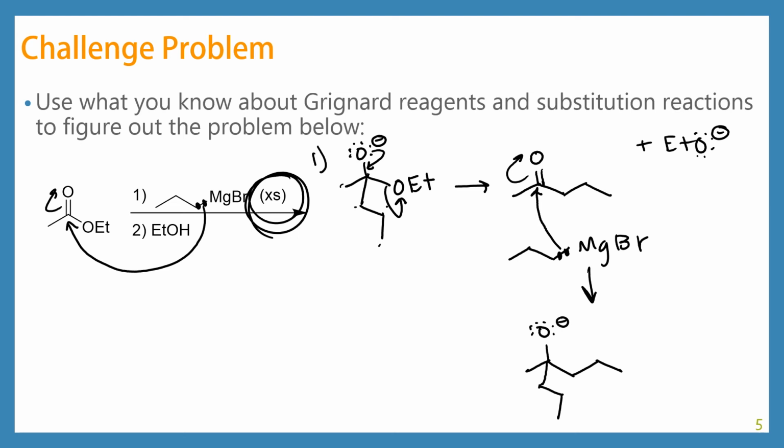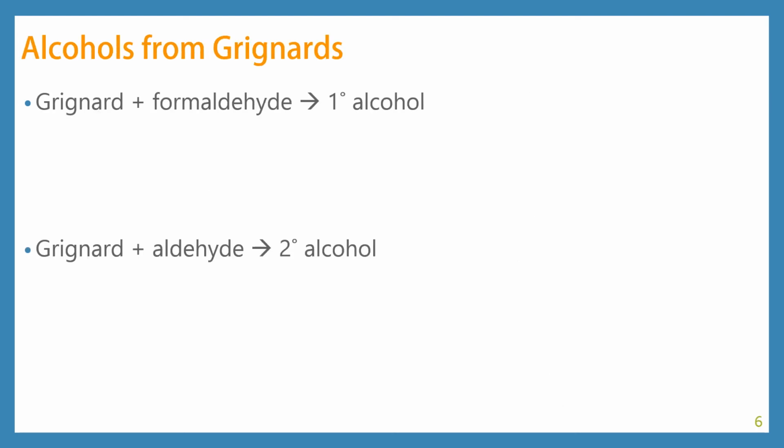And then we can protonate this. So after step 2, when we've added in ethanol, we end up with a tertiary alcohol. So now we're going to wrap up all this information into 2 easy to flip through slides.